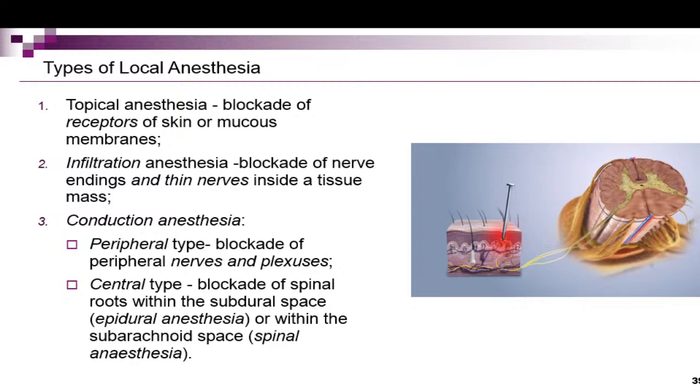Types of anesthesia. Local anesthesia. Topical anesthesia is a blockade of receptors of skin or mucous membranes. Infiltration anesthesia is a blockade of nerve endings and thin nerves inside the tissue mass. And conduction anesthesia can be discussed in two types: peripheral type, blockade of peripheral nerves and plexuses, and central type, blockade of spinal roots within the subdural space. This is epidural anesthesia, or within the subarachnoid space. That is spinal anesthesia.